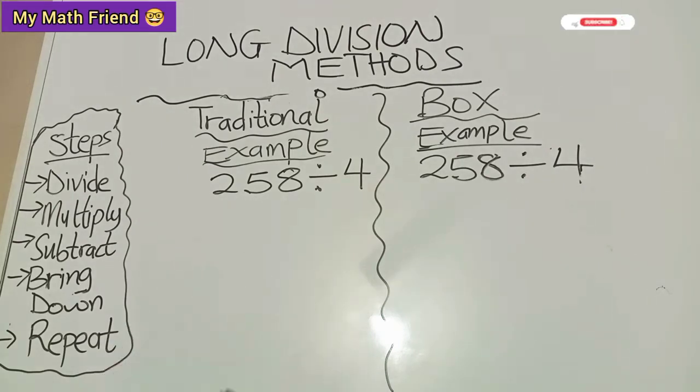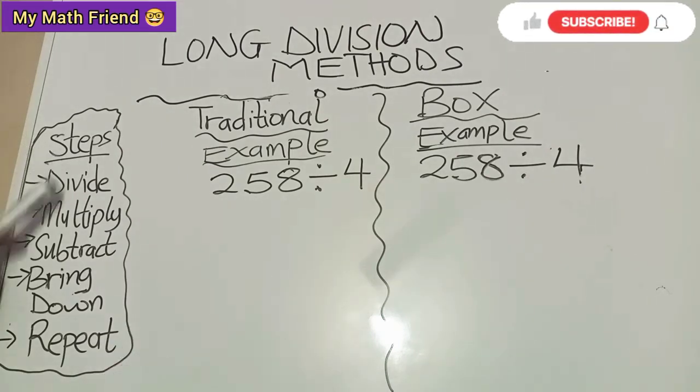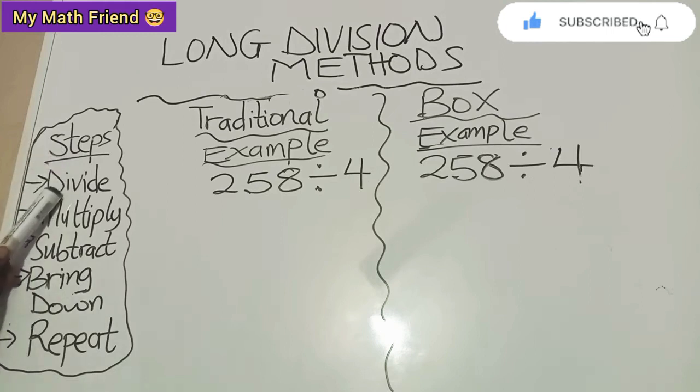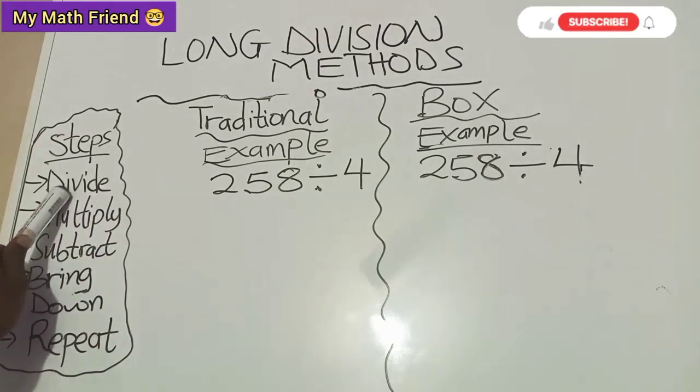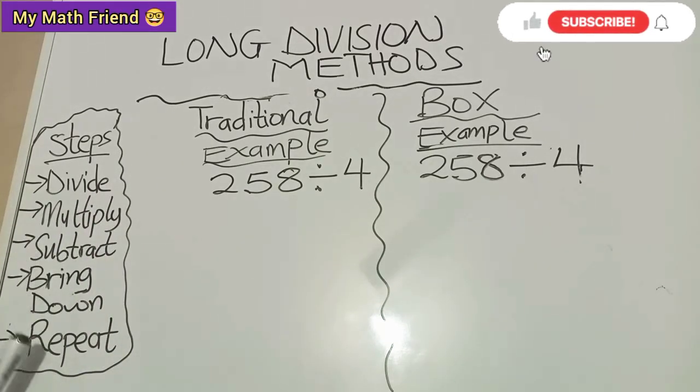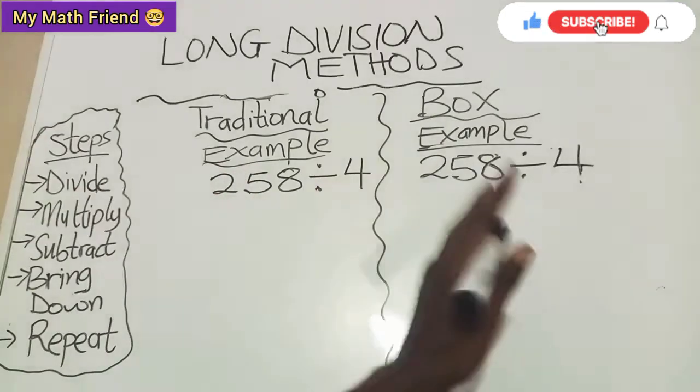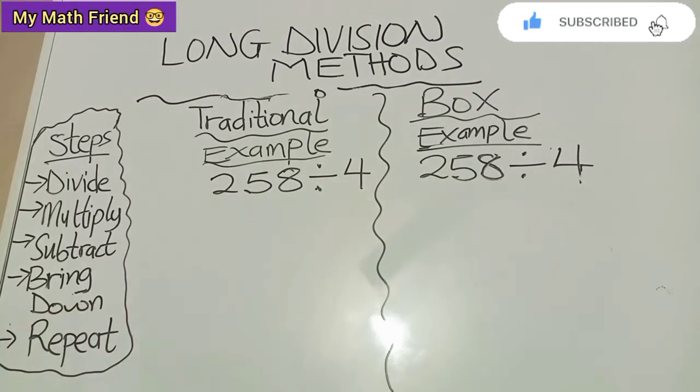in both of these methods, we're going to go through these steps. Very simple to guide you. Trust me, you really enjoy it. First step, you divide, you multiply, subtract, you bring down, then you repeat. Repeat means you go back. You start again. Divide, multiply, subtract, bring down, repeat. Very well. So I'm going to use these steps, both the traditional and the box. If you want to know how to do that, just keep watching.